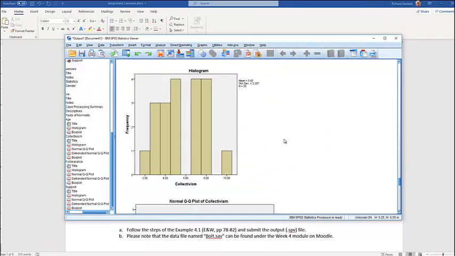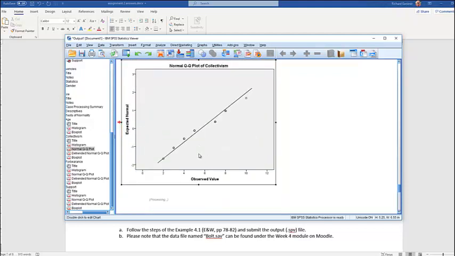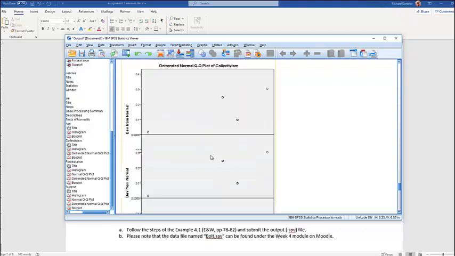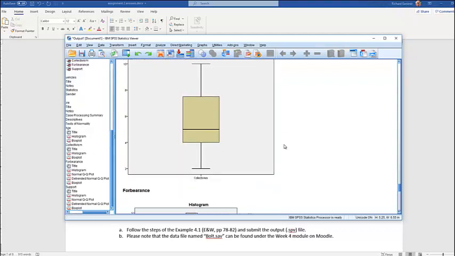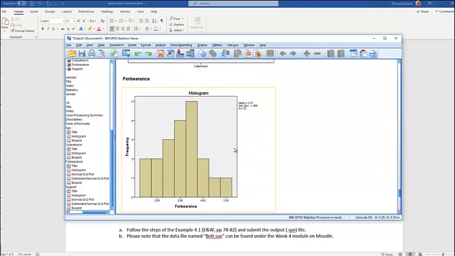So here's collectivism. It's supposed to shape a bell curve, and, oh my God, with a stretch of the imagination, that doesn't look too bad. Right, this is relatively symmetrical. It's not perfect, but it doesn't have to be perfect in order to be considered normal.